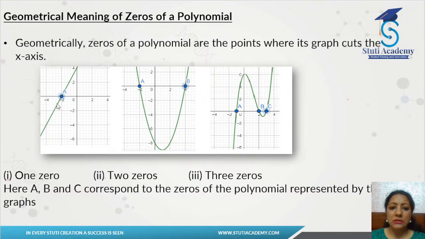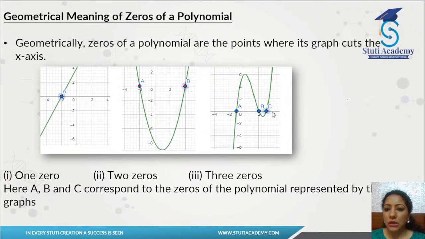For example, in the first graph, it's a straight line and it is cutting the x-axis at minus 2, 1, 0. It is cutting the x-axis at one point. This is the zero for this polynomial. So this is the graph of a different polynomial. As we can see, it is cutting the x-axis at minus 2 and 4. So these are zeros of the polynomial.